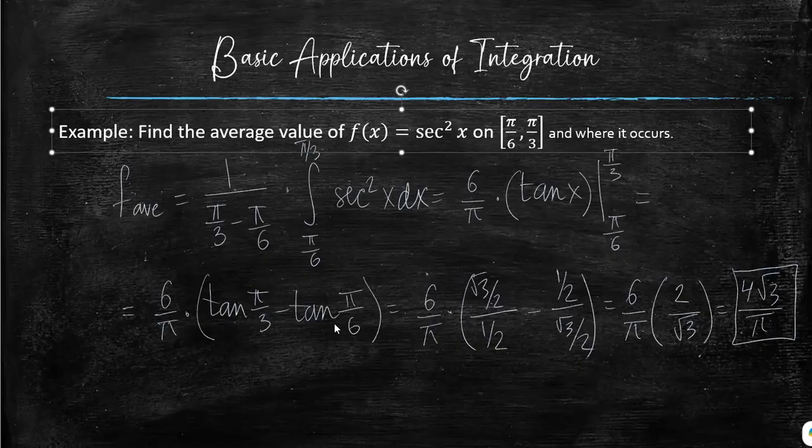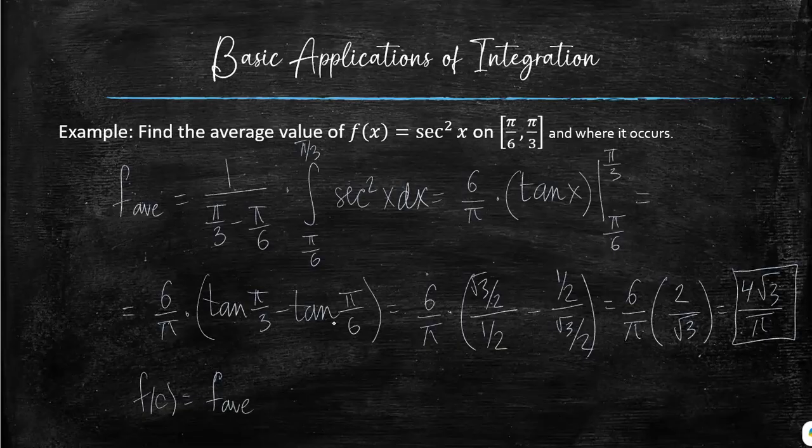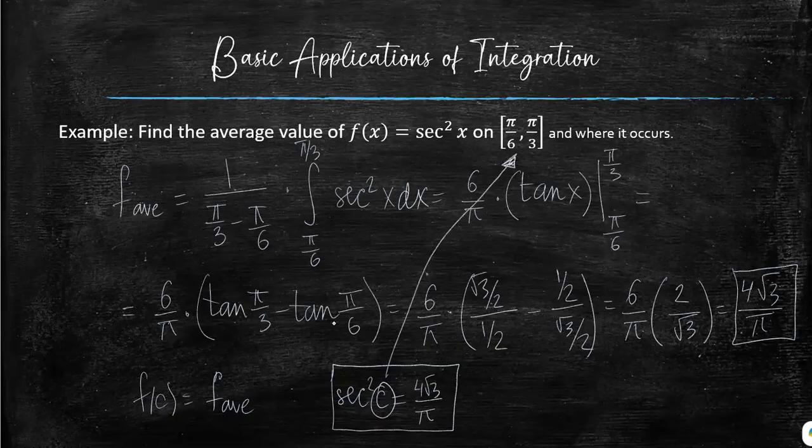So to find where it occurs, we need to set up and solve the equation f of c equals the average value. So in our case, it will be secant squared c equals 4 square root of 3 over pi. Solving this equation will give us that value of c. You just have to make sure this value is in this interval.